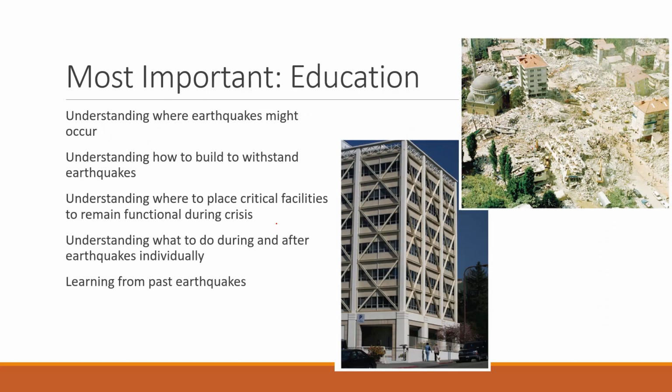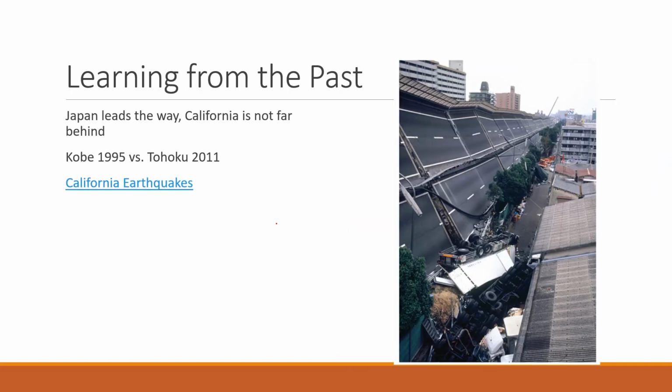The most important thing about preparing for earthquakes is education. Know where they're going to happen, or potentially happen, and know how to build to withstand earthquakes. We learn more after each earthquake. We want to understand where to put those critical facilities so we don't have those massive fires like we had in 1906. Know what to do during and after an earthquake as an individual person. Where do you go to be safe? Where can you go after the earthquake? And then finally, learning from past earthquakes.